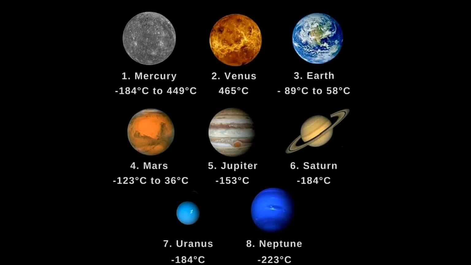Now, why do you think there's a range? So for one, it says Mercury. Why do you think there's a range? For Earth, why do you think there's a range? And for Mars, why do you think there's a range? And again, what is the trend of the temperature and the distance of the planet from the sun? What do you think the trend is?